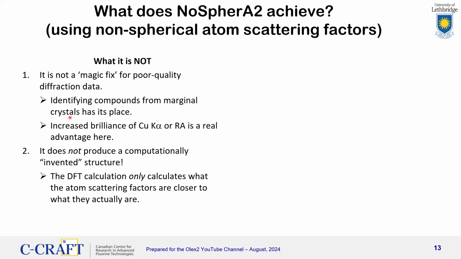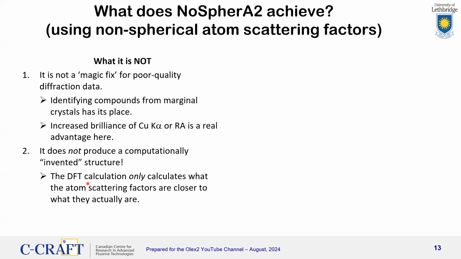But some of those crystals have very poor geometries, and they are useful for chemical information, but they are not useful for accurate bond distances and angles. And in that scenario, NoSpherA2 plays no role. The second point, and the most important point of all, is that NoSpherA2 does not produce a computationally invented structure. We are not doing ab initio structure modeling here.